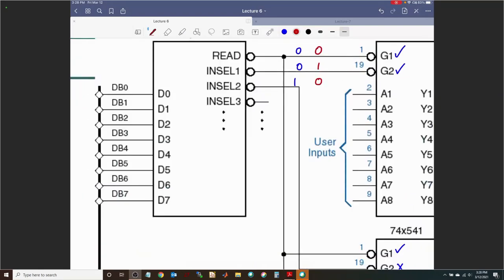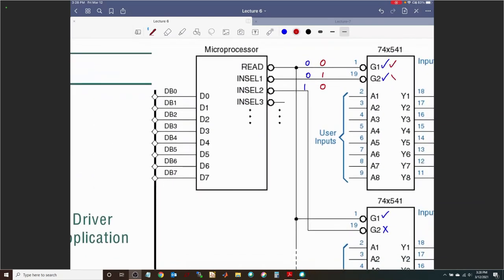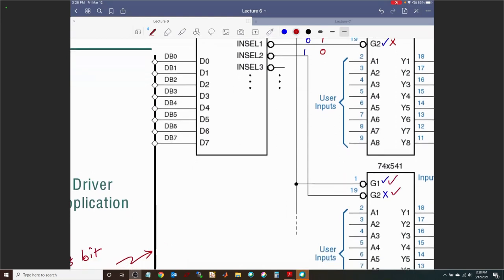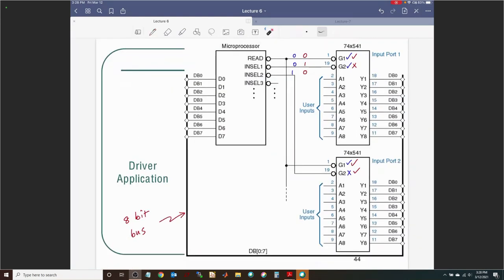If you do that, this guy will still be active, this guy will be out. However, both of these will be active. And in that case, you will be able to read the 8-bit user input coming in from port number two, go through this 8-bit data bus into the microprocessor. Right? So you can use this to selectively read from multiple ports by sharing the 8-bit bus. That is one of the applications of this tri-state driver. Questions here?